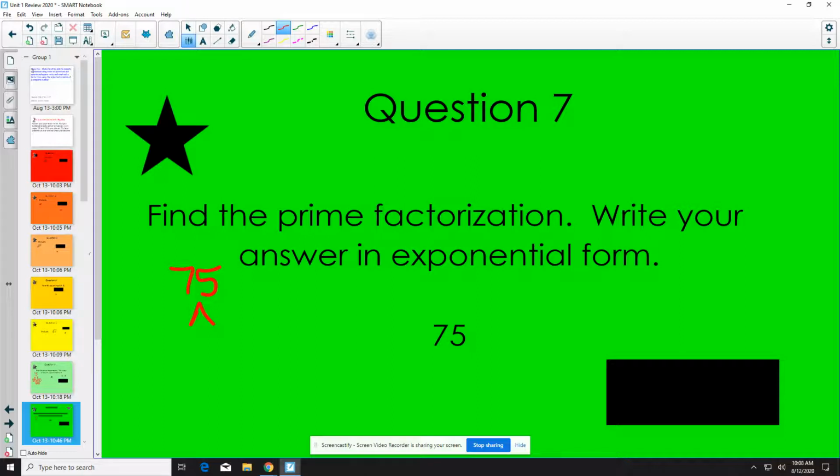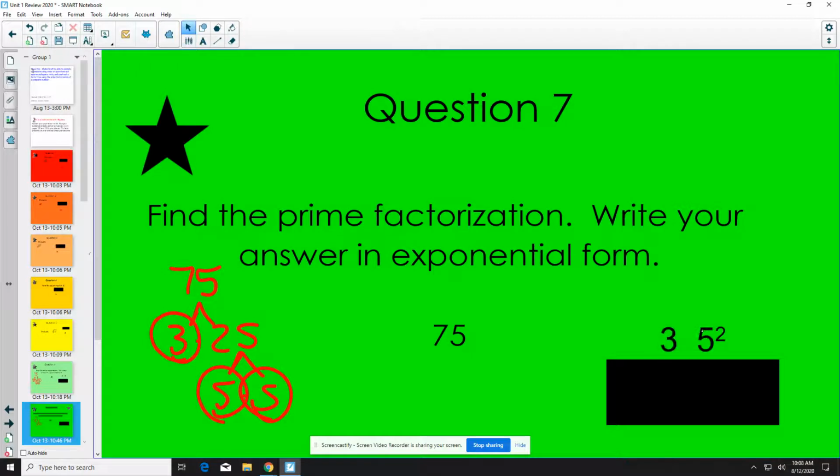Okay, let's see how you did. You can start out 5 times 15, or you could do 3 times 25. If I do 3 times 25, I know 3 is prime, but 25 is not because I can take 5 times 5. So this would be a 3 times 5 to the second. So you should have a 3 and 2 5s. So that would be 3 times 5 to the second.